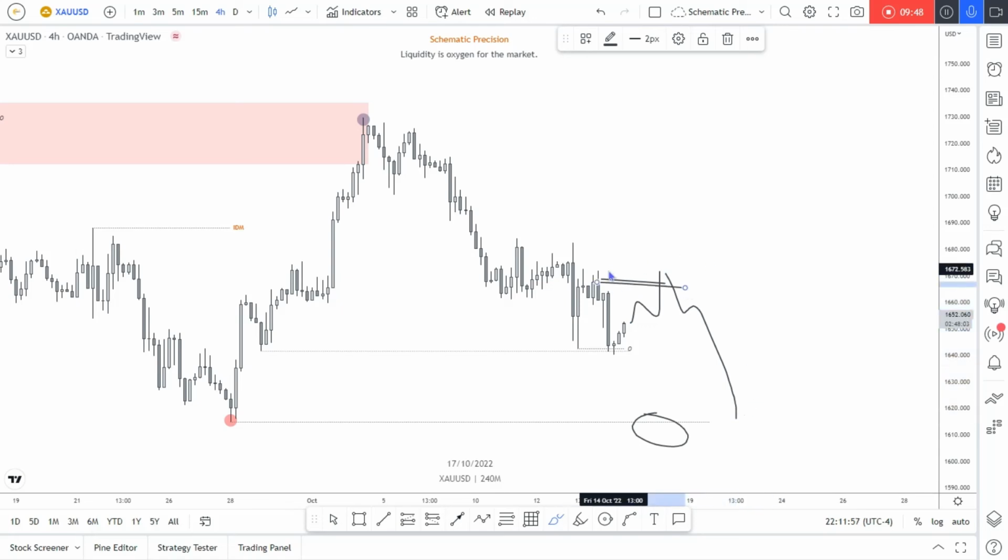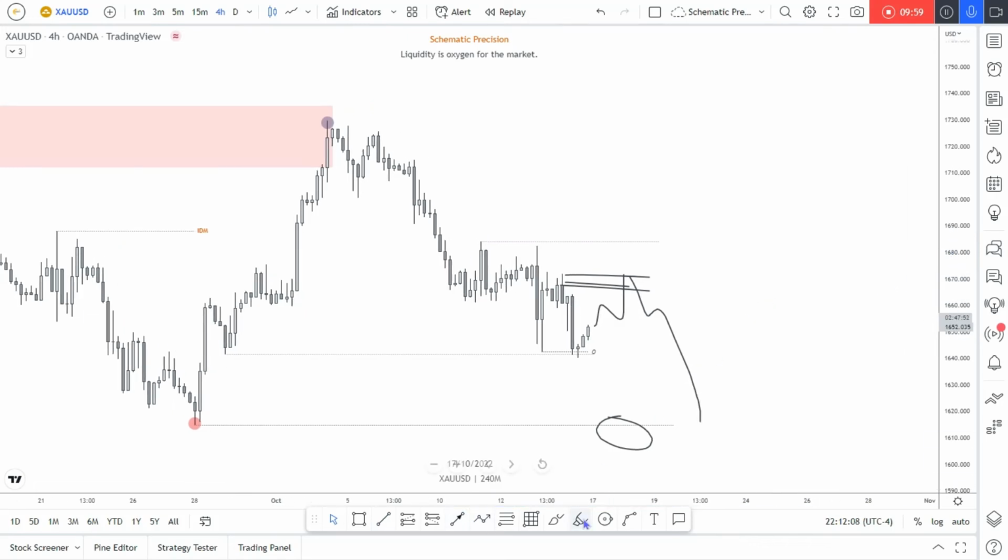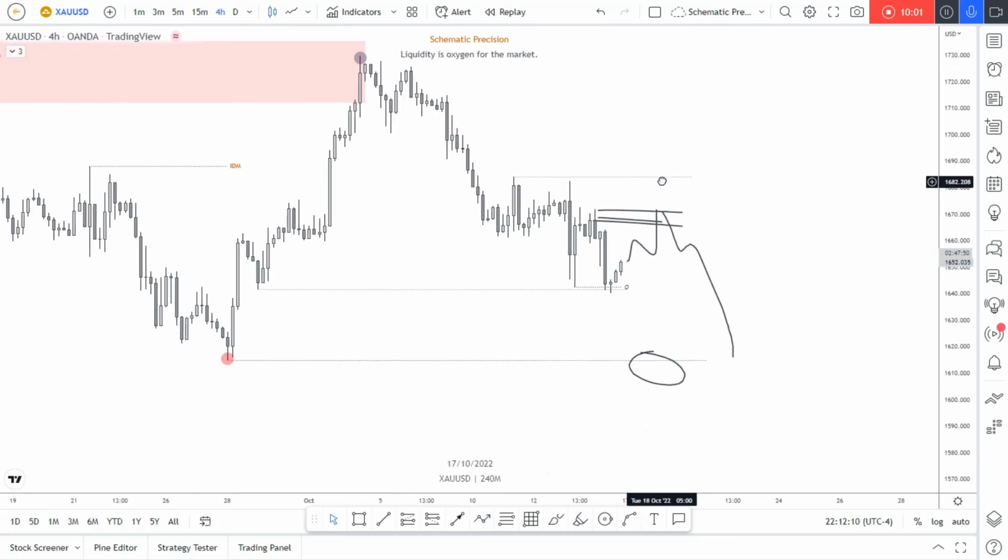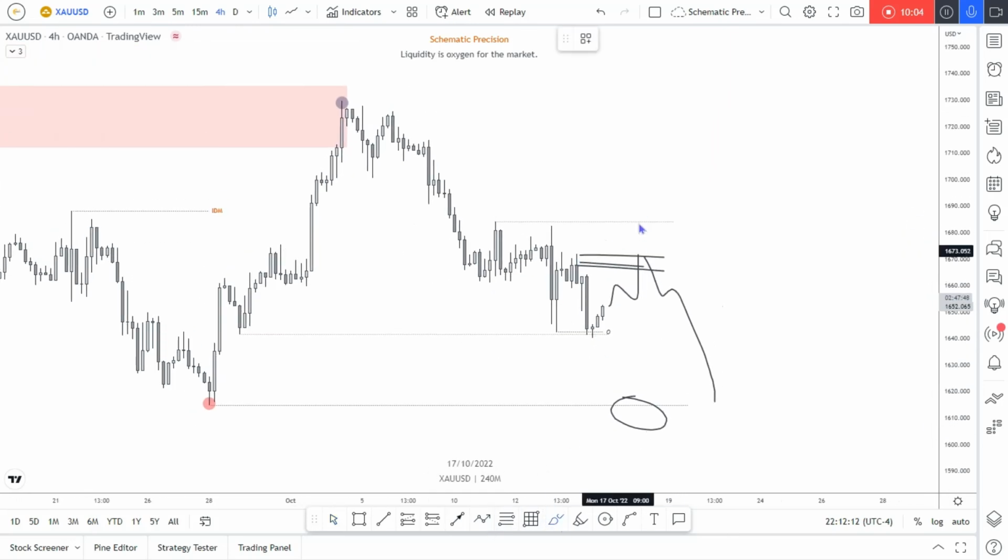Either this supply, or if the price manages to break above these highs, which is around 1684, then I will consider price can actually move higher, maybe to 1700 or above.